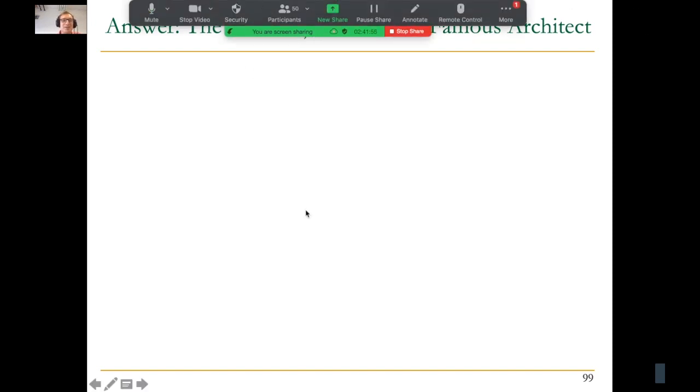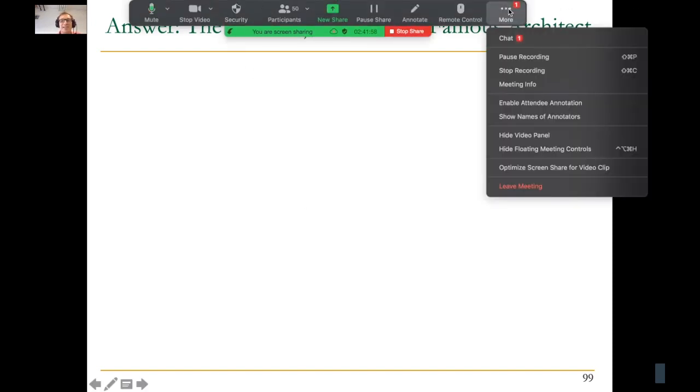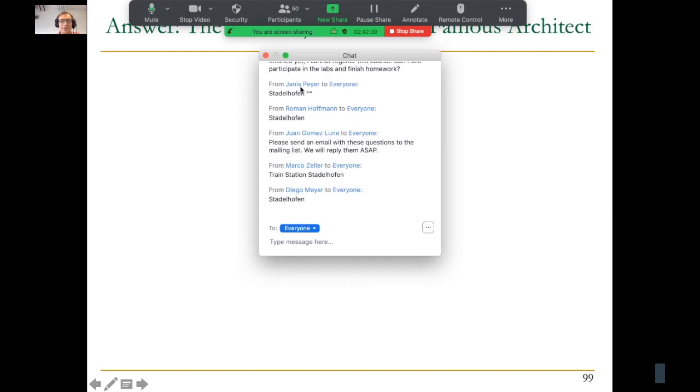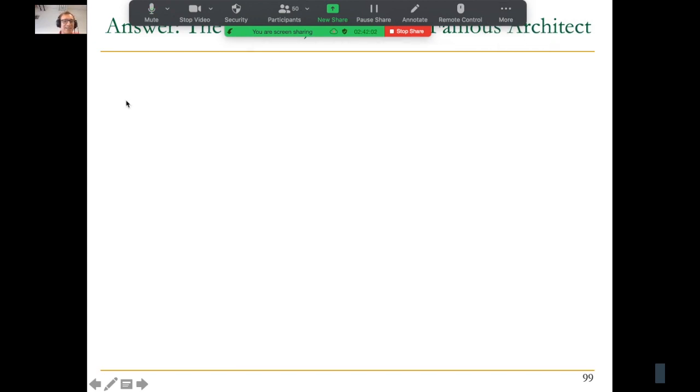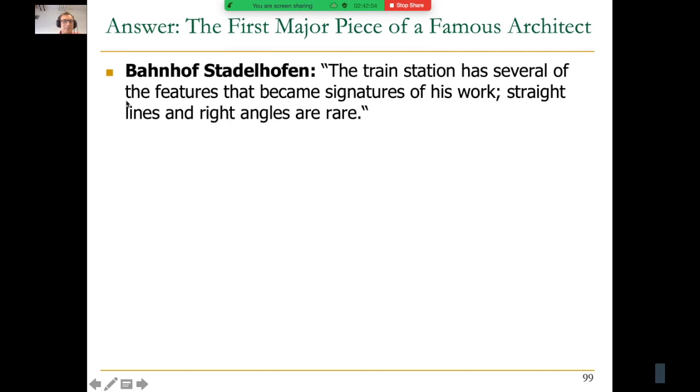But it's also the first major piece of a famous architect, and I assume some of you know who that architect is. Anybody? But before we get into that, basically, this is a description of that. The train station has several of the features that became signatures of this architect's work. Straight lines and right angles are rare, and that's true actually, which is interesting. Things are always bending in some way.